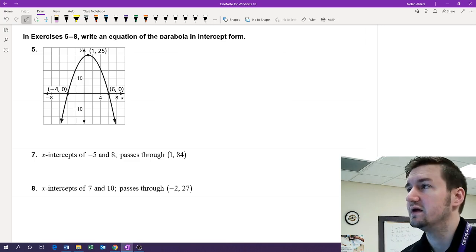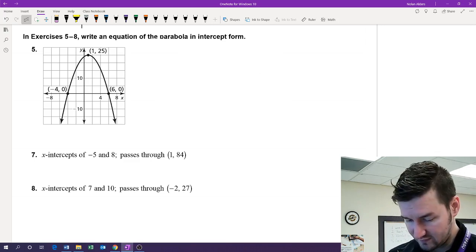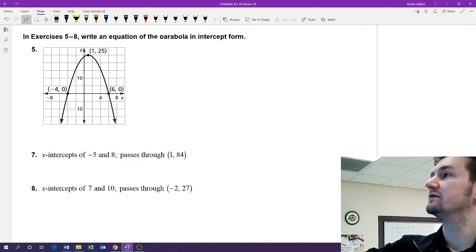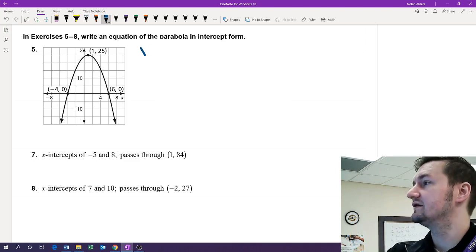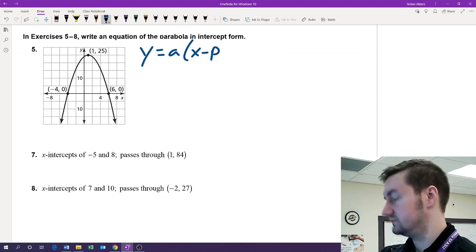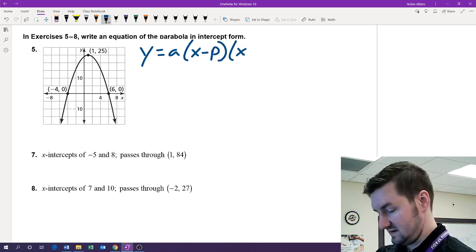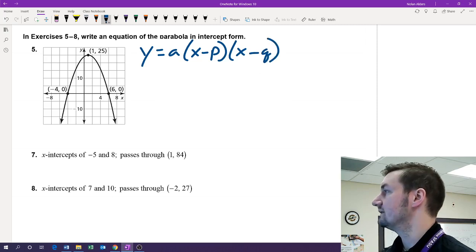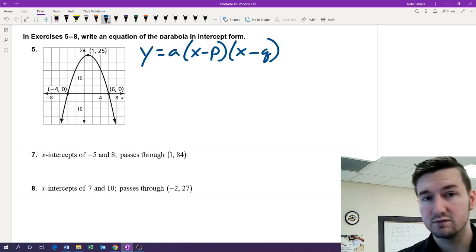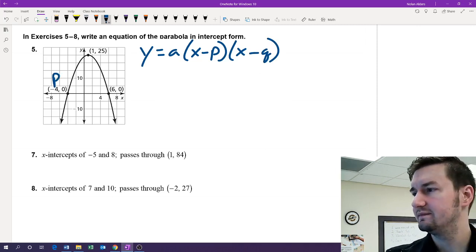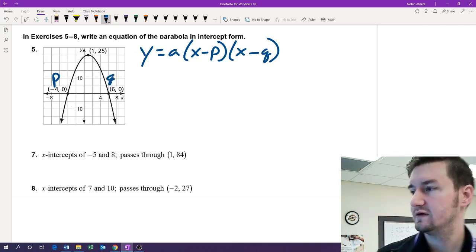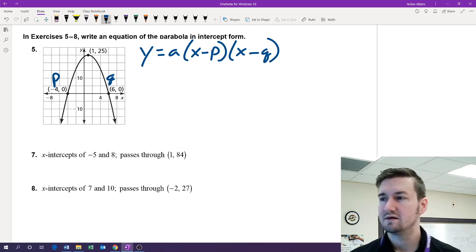So for this problem, we're going to be writing an equation in intercept form. So let's go ahead and write down what our intercept form is. Our intercept form is going to be a times x minus p times x minus q. And p and q are the x-intercepts, so it doesn't matter which one is which. So we can say -4 is our p and 6 is our q. So p we'll say is -4, q is 6.